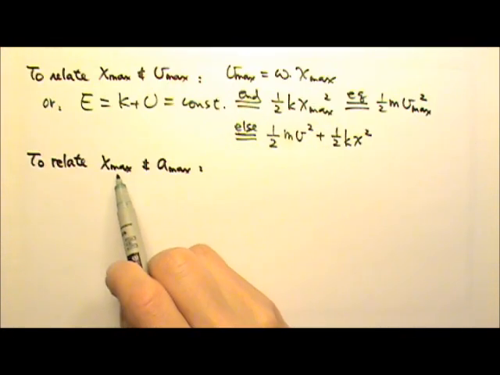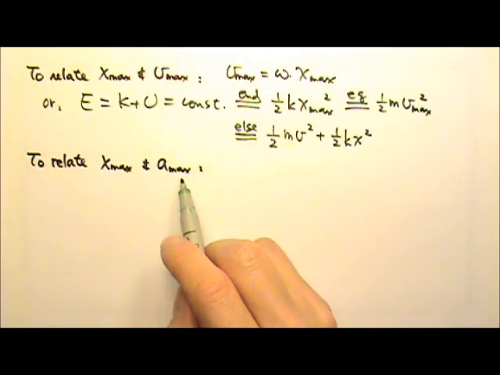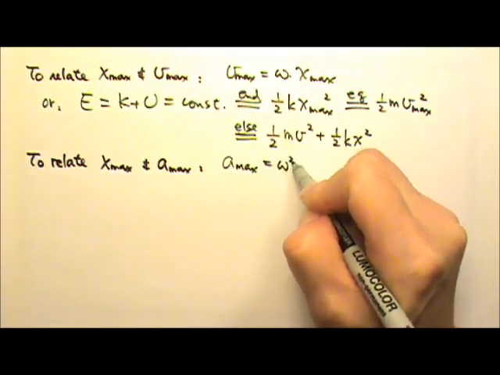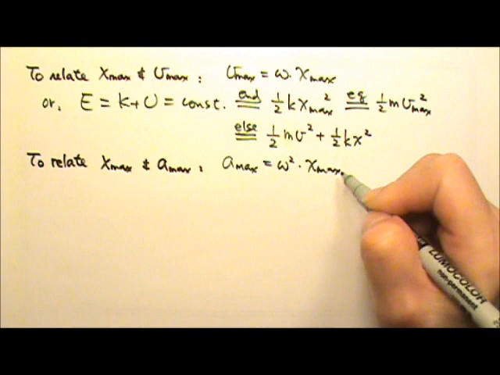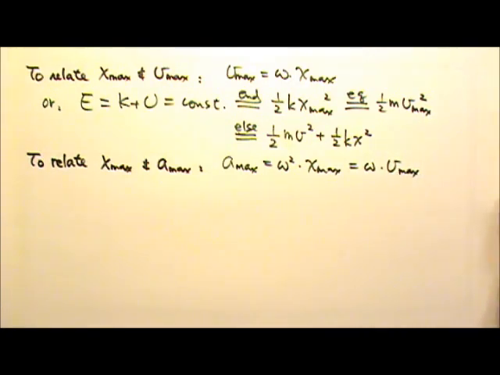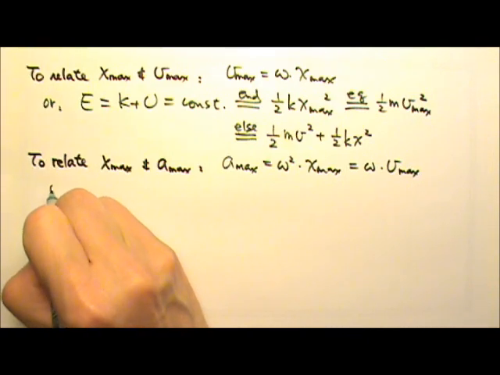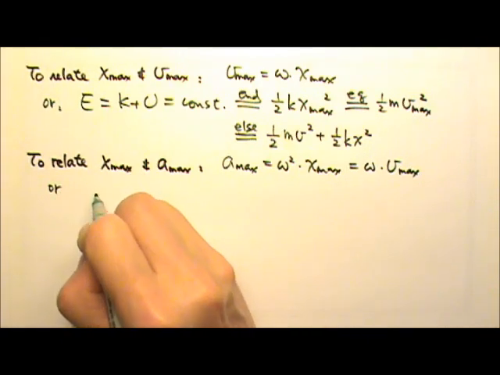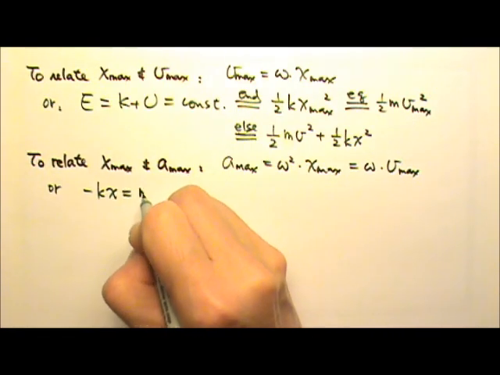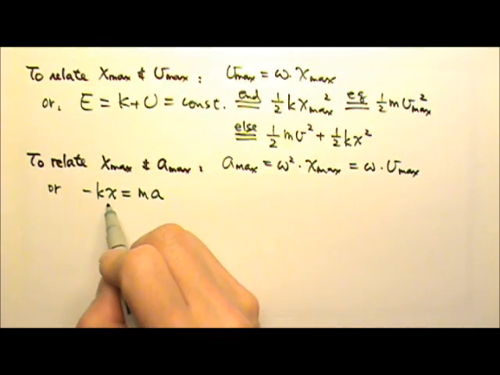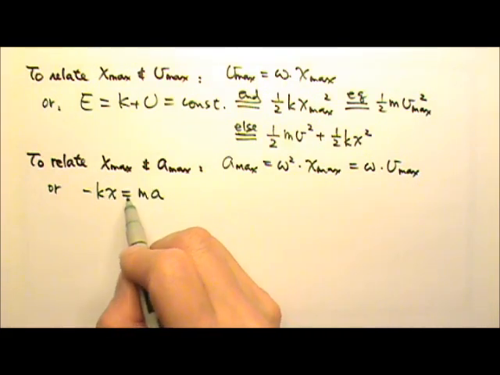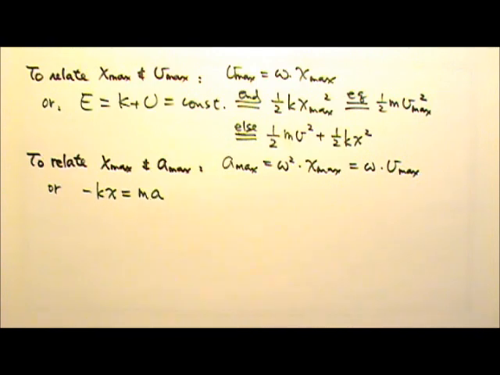To relate the amplitude to the maximum acceleration, we can say the maximum acceleration is omega squared times the amplitude. Or of course, it's omega times the maximum speed. We can also use the net force equals ma. The net force is negative kx, which equals m times a. And this works not just for the maximum values, but also for any x and a.